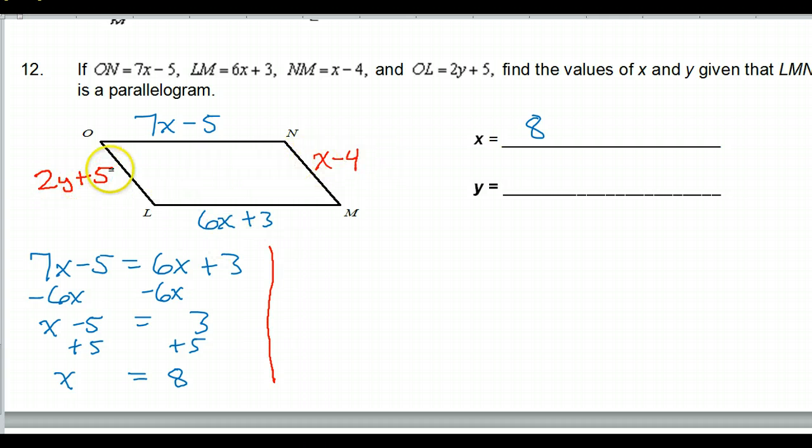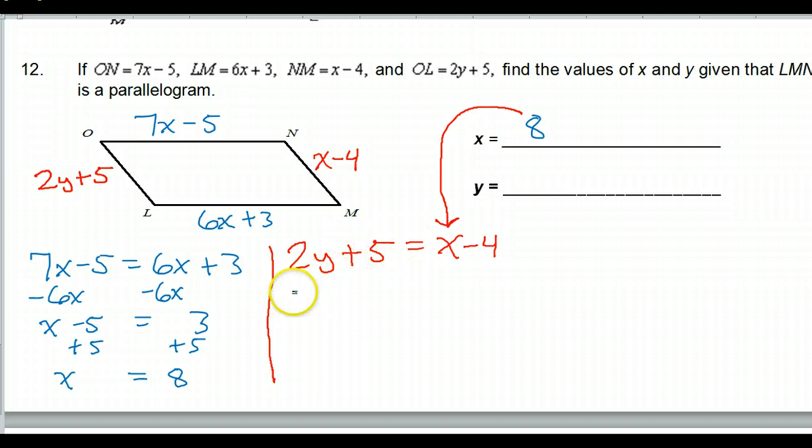Yes, we are going to set these equal to each other because they are opposite sides. 2y plus 5 will equal x minus 4. And yeah, you might normally think this would be a problem with having a y and an x, unsolvable. Do you see it? Can you see it? Yeah, we just found x like 2 minutes ago. X is 8. So that's not a problem. I will just take x and replace it with 8, and then I am good to go.